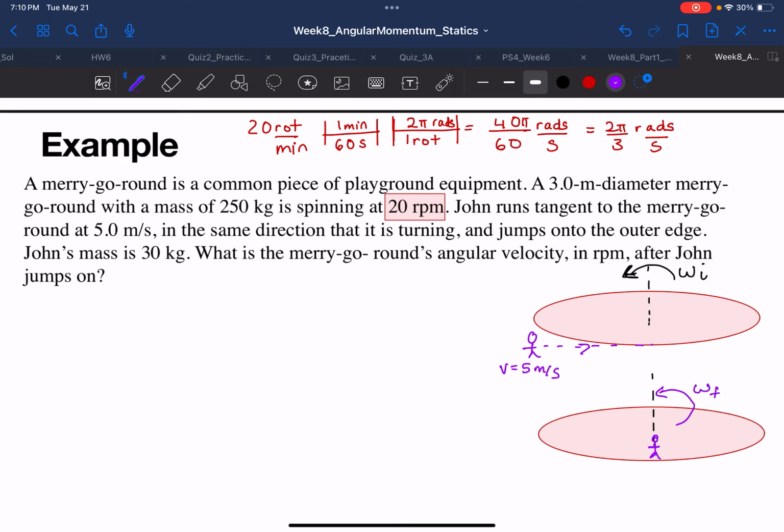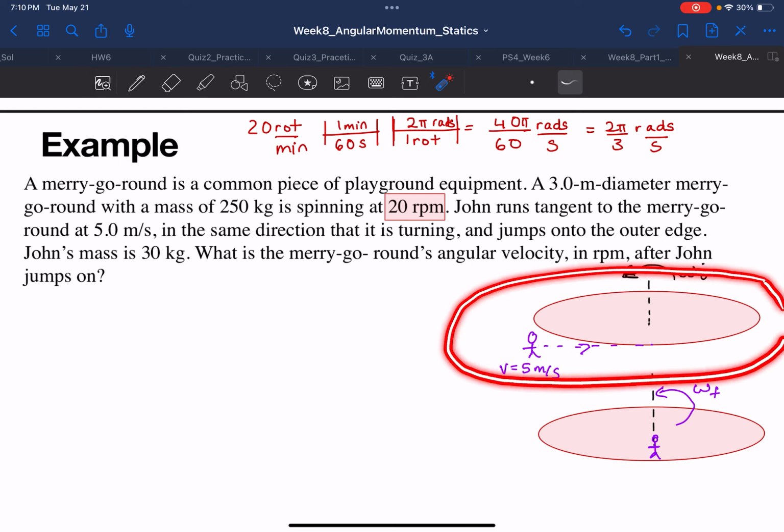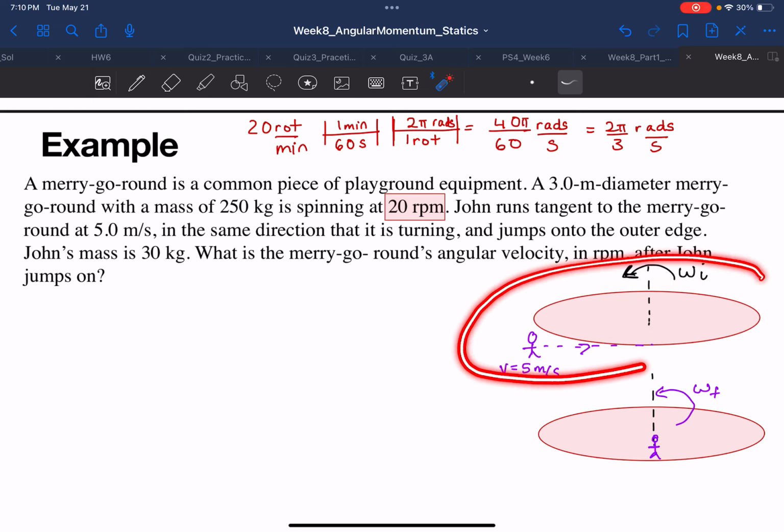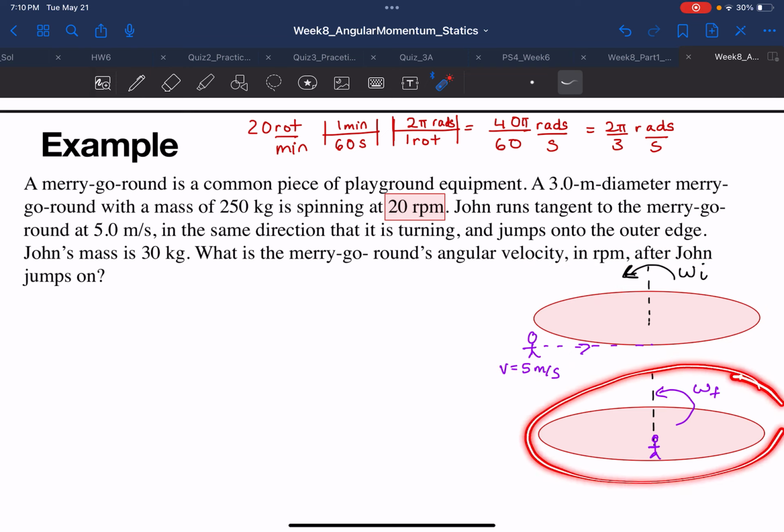final. First thing we ask ourselves: can we make a claim for angular momentum being conserved? If we include in our system both John and the merry-go-round, then there are no external torques being applied to our system. If we were looking at just the merry-go-round, then by jumping onto it, John does apply a torque to the merry-go-round, but we're going to include John in our system. So our system is John plus the merry-go-round, and we're going to look at the total angular momentum before John jumps on, and then the total angular momentum after John jumps on.